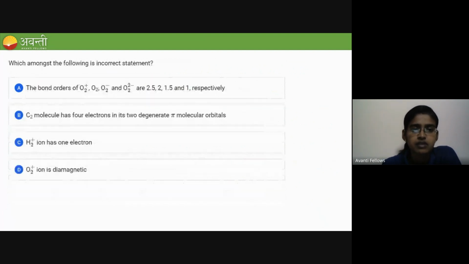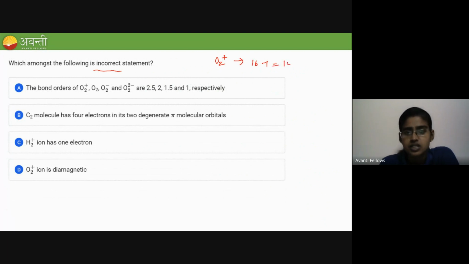Okay, very easy. Which among the following is the incorrect statement? So let's go from the first. We have to find out the incorrect statement. The bond orders of the four species are given. O2 plus is 2.5. O2 plus means 16 minus 1, so 15 electrons. If it is 15, it is 2.5.